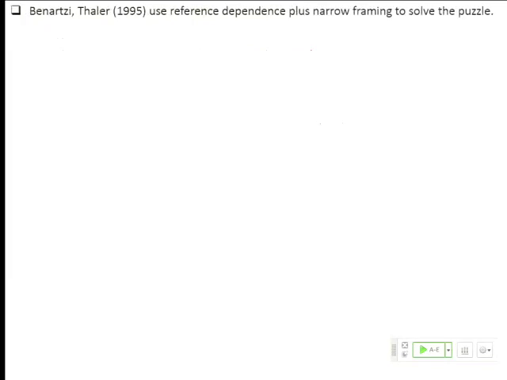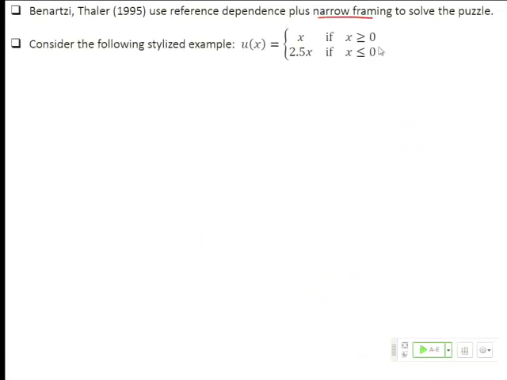Okay. So Benartzi and Thaler come along 10 years later, and they use a reference-dependent model to explain the equity premium puzzle. But they have to add a piece, and this brings us back to this whole question of the big picture versus the little picture. They have to add in narrow framing to solve the puzzle. So check this out. This is going to bring together the loss aversion and the narrow framing. This is our standard setup where x is the gain or the loss relative to your reference point.